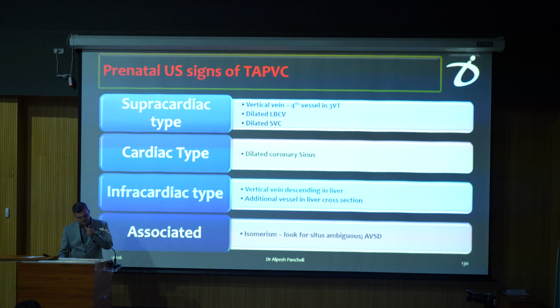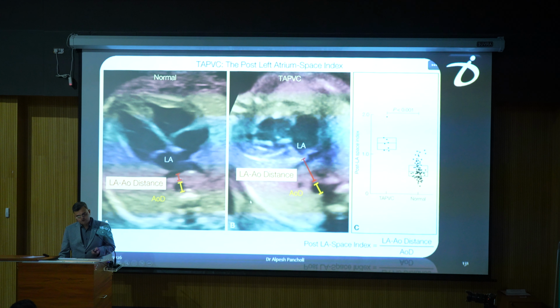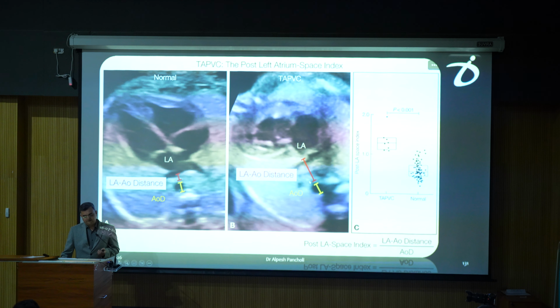Associated findings of isomerism, so we have to look for situs ambiguous and AVSD also. So there is a PLAS index, that is post LA space index. Normally this is the distance from the left atrial posterior wall to the aorta, and the aortic diameter. Always remember, it should be less than the aortic diameter. If it is more than the aortic diameter, then it is an increased PLAS index. That can be an indirect sign of TAPVC.